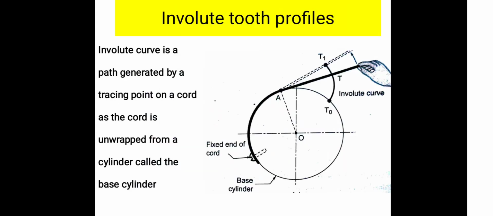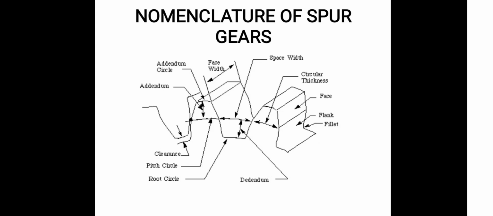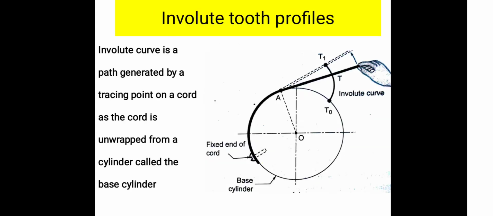The next category is the involute gear tooth profile. We know involute very well. It is the path traced by the end point of a chord as the chord is unwound from a cylinder called the base circle. When we unwind a thread from a rolled cylinder, the end point of the thread traces some path, and that path is called an involute. When the tooth segment has an involute profile, it is called an involute tooth profile. In most cases we use the involute tooth profile, and only in special cases do we use the cycloidal tooth profile.